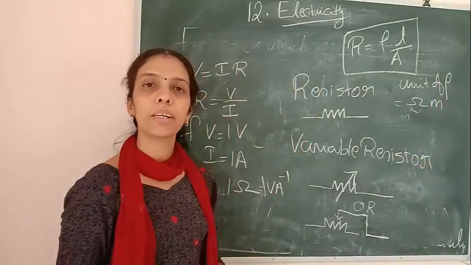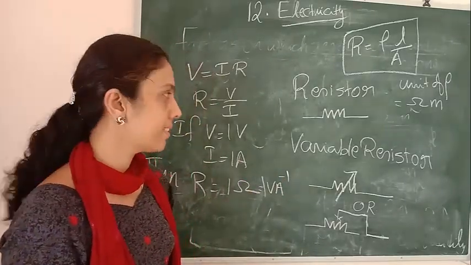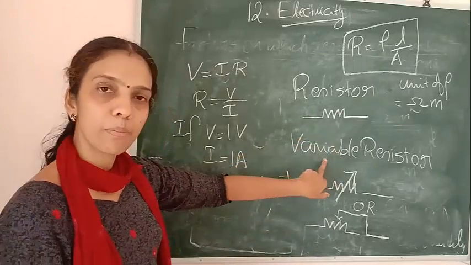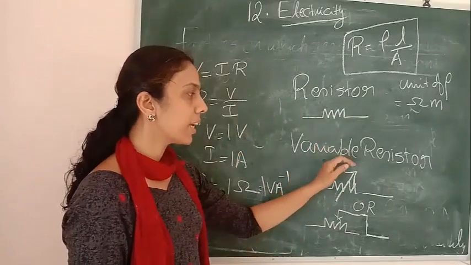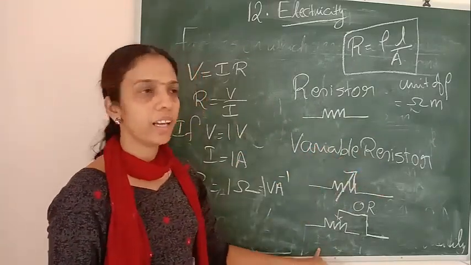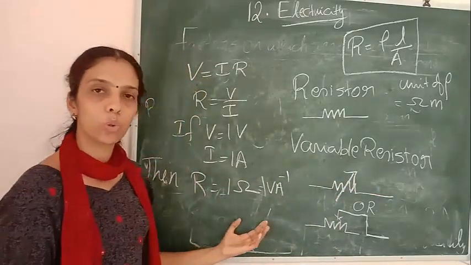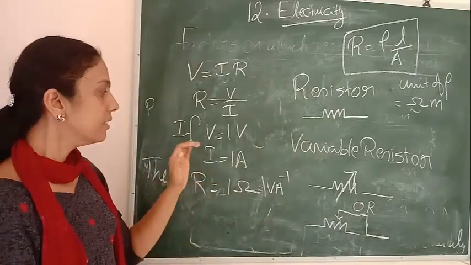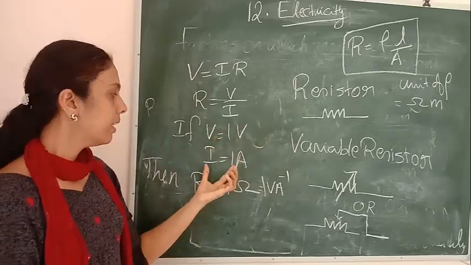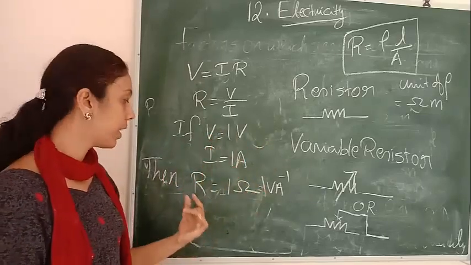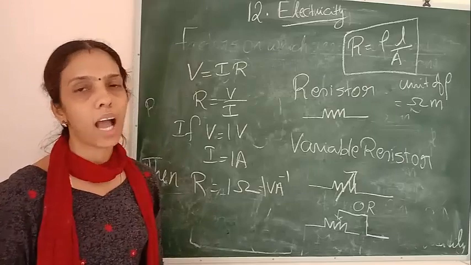Then what is meant by resistor? Resistor is the apparatus which provides the resistance. Representation is like this, and this is the variable resistor. If we want to change the amount of current in the circuit, then we can use a variable resistor. You can draw either of these representations. Then next is how we can define 1 ohm. If the potential difference between the ends of the circuit is 1 volt, and it is providing 1 ampere of current through it, then the resistance offered is called 1 ohm, which is equal to 1 volt per ampere.